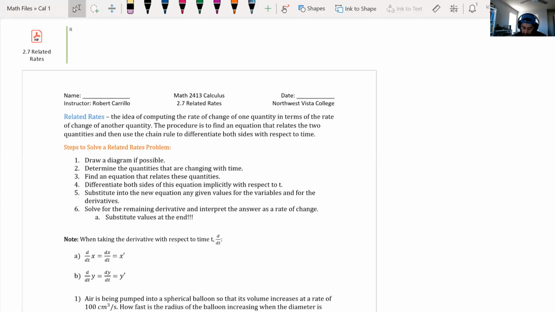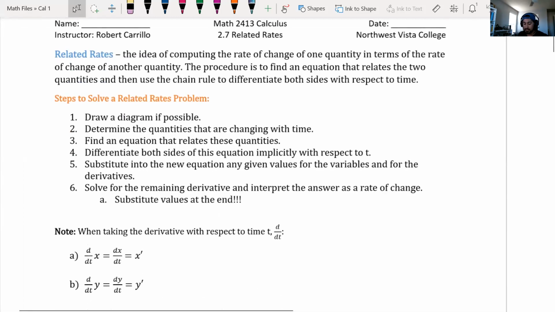All right. So last time we learned implicit differentiation, where we took the derivative of y with respect to x, giving us dy over dx or y prime. Whatever, both notations are the same thing. Today's related rates, where we are now going to use the implicit differentiation with respect to time.